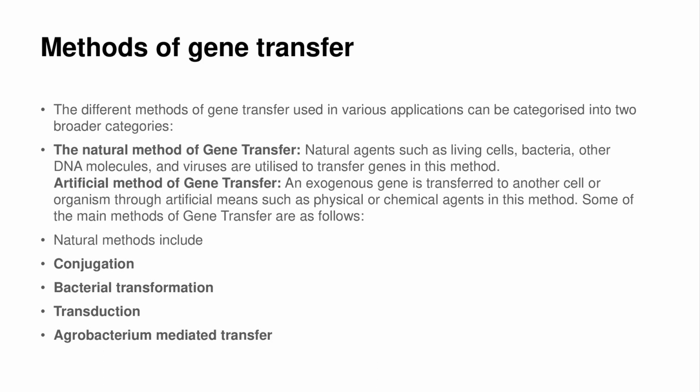So there are various methods of gene transfer. They are the natural method and artificial methods. Natural agents such as living cells, bacteria, other DNA molecules and viruses are utilized to transfer genes in this natural method. And in the artificial method, the exogenous gene is transferred by using artificial means like physical or chemical agents.